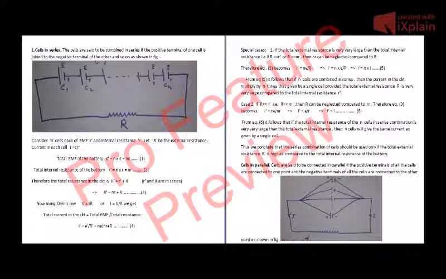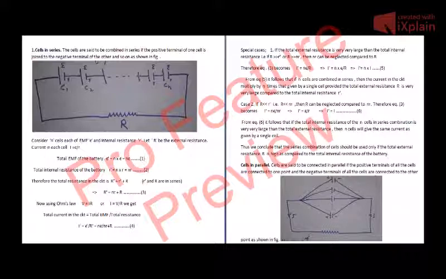So if this external resistance R is very large compared to the total internal resistance of the n cells, that is the total internal resistance of the battery, so if R is very large than R dash, that is R is greater than nr, then nr can be neglected compared to R, so that equation 4 becomes I dash is equal to nE upon R, because nr can be neglected compared to R.